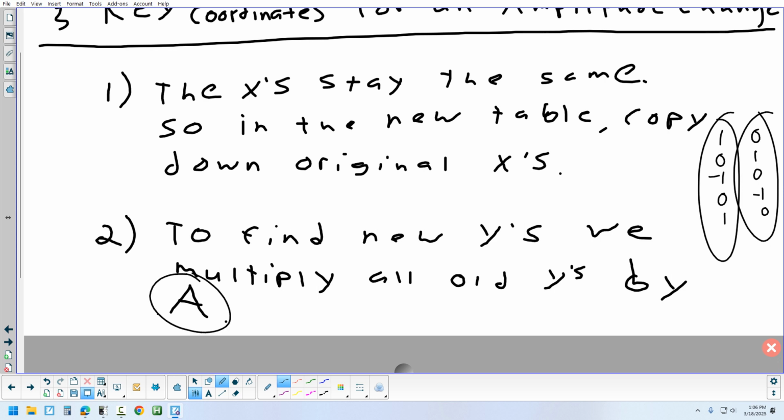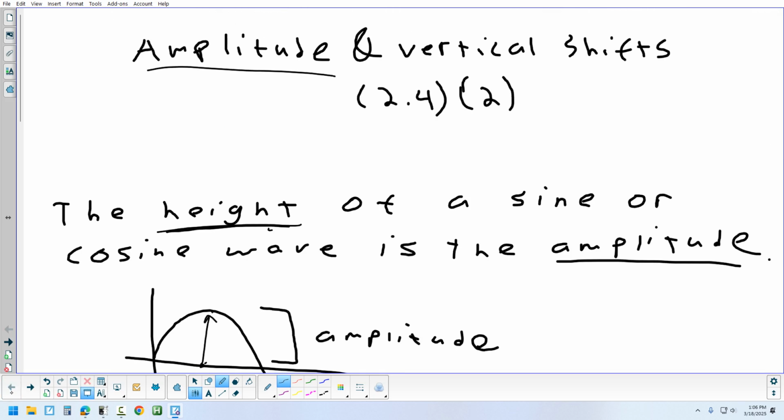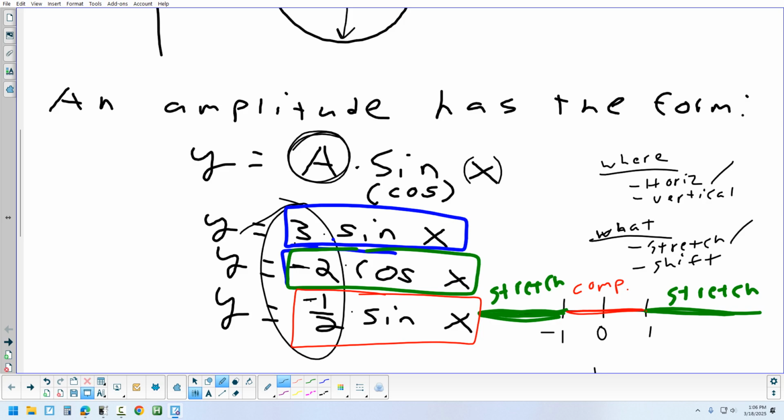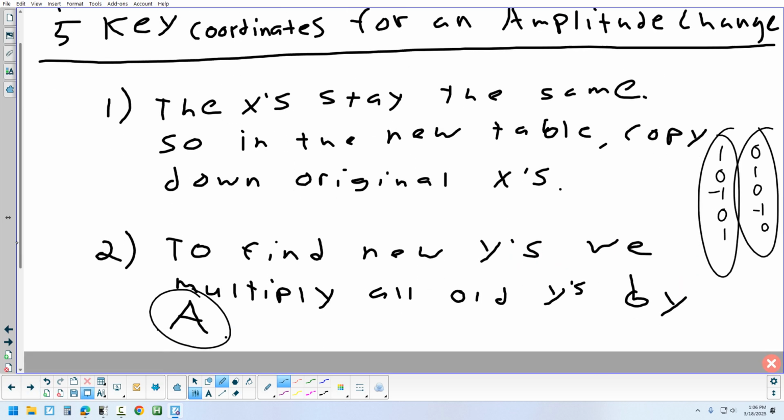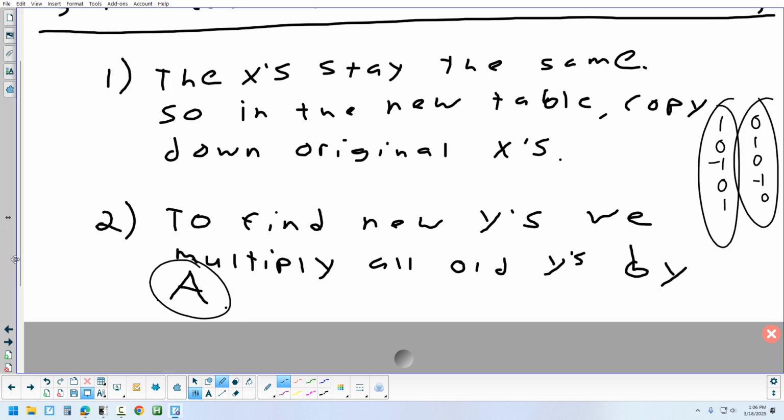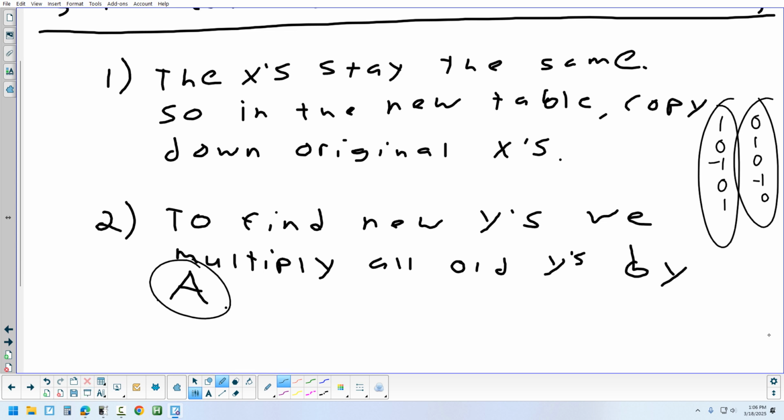Notice I did not put absolute value of the number. If the number is a negative, use the negative. If it's positive, use it as a positive. Multiply the old y values by whatever number you see right in the front. Do not take the absolute value, because if you take the absolute value and there was a negative there, you just wiped out the flip. And now it's wrong. Okay, so any question on the 2 steps?